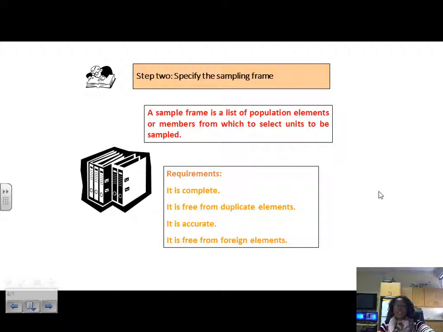What I mean by being free from foreign elements is, remember in step 1, you already specified your target population. So your sampling frame should only comprise those individuals that fall within your designated target group. If there are any elements that fall outside that target population, they should not in any case be included in the sampling frame. So I'll take, for example, you're conducting your research on consumers that purchase fashion from online stores, or what we normally refer to in marketing as pure play retailers.